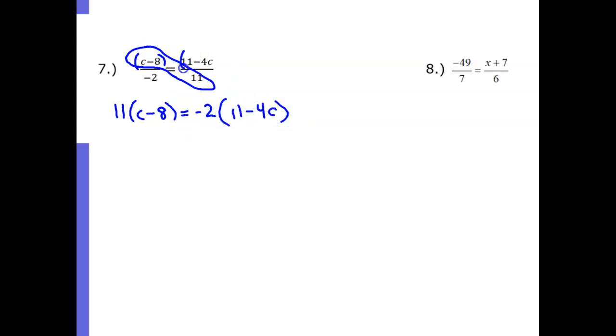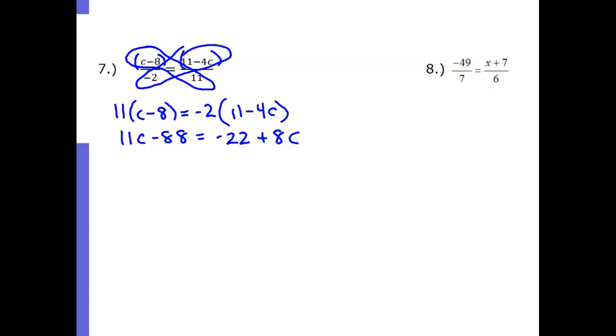Okay, looking at number 7, let's set it up. So we do the same thing. Okay, we're going to do our cross products. So we're going to take 11, we're going to put it in parentheses, times (c minus 8). Okay, and then we set it equal to negative 2 times (11 minus 4c). And notice I put both in parentheses. Okay, and then we just go back to what we were doing. We distribute. And the more you do this, the faster you get.